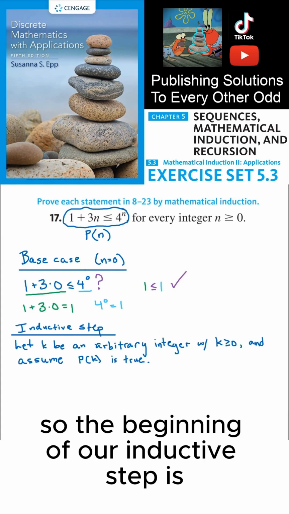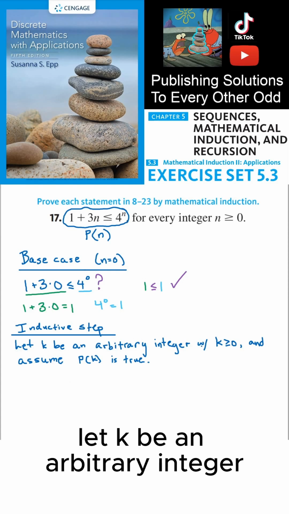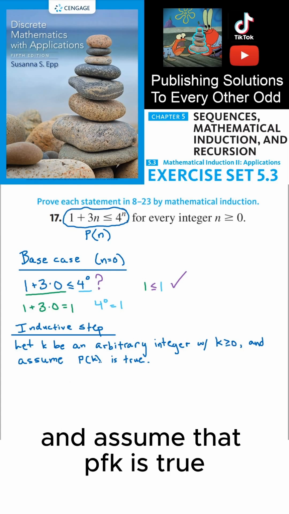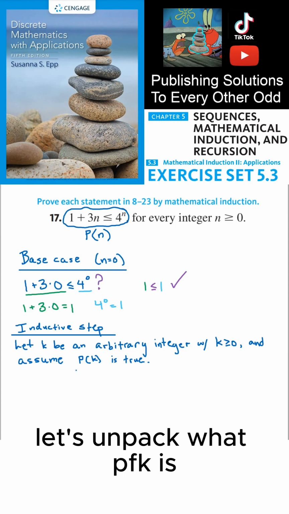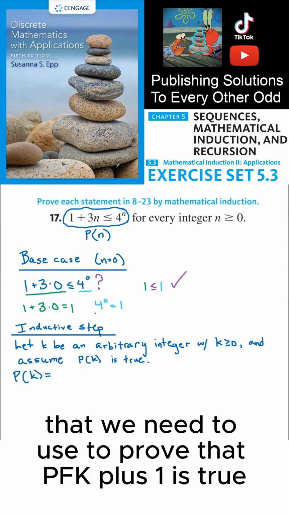So the beginning of our inductive step is always going to be the same. We're going to say, let k be an arbitrary integer with k greater than or equal to 0, and assume that P of k is true. Let's unpack what P of k is. This is our assumption that we need to use to prove that P of k plus 1 is true.